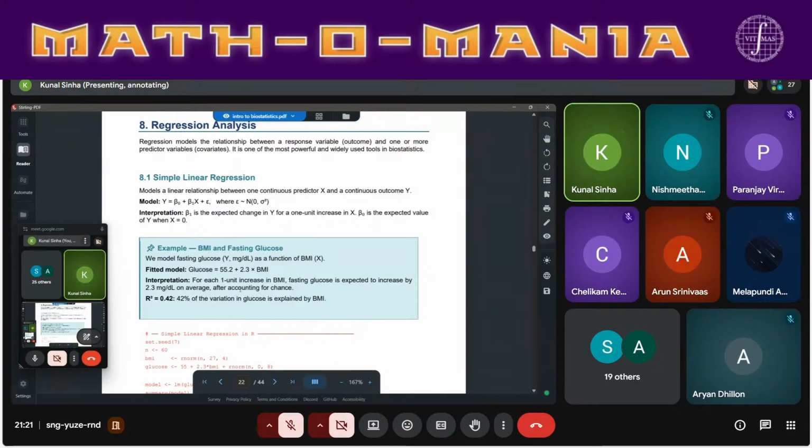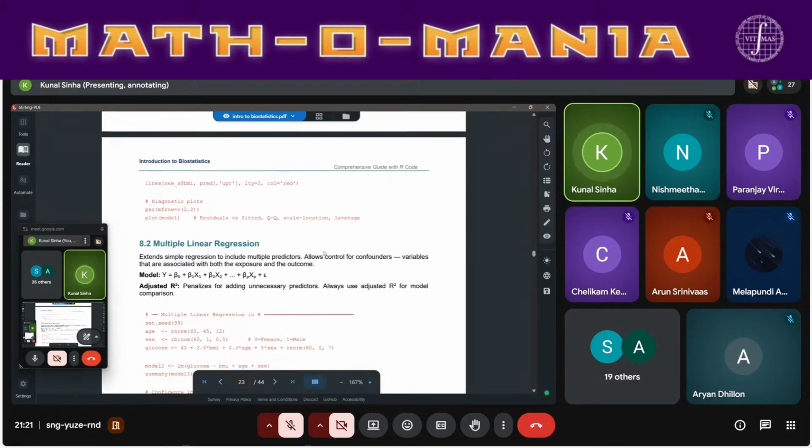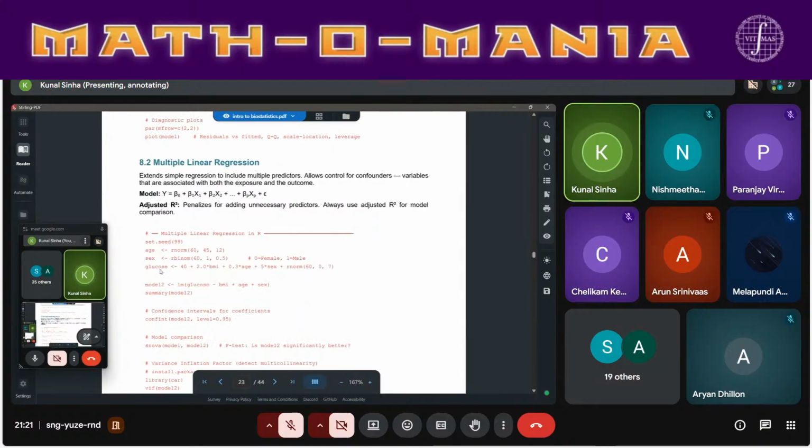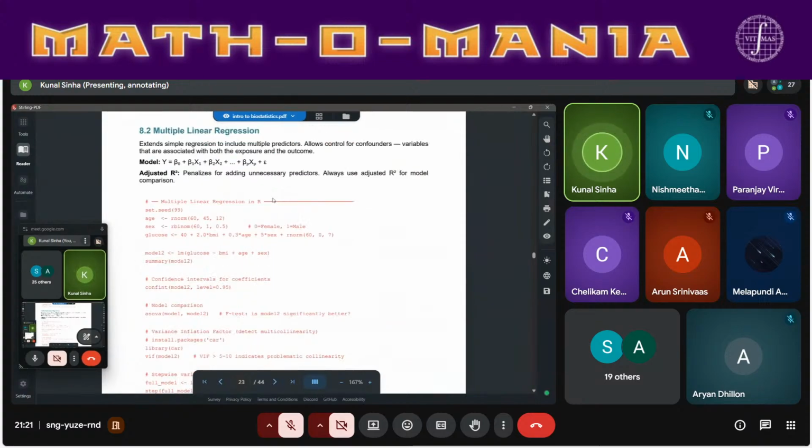R square is the metric we usually use in regression for checking how good our regression is. Then there is multiple linear regression, like I said. In simple linear regression there is only one variable x, but in multiple linear regression there can be n number of variables. But all the coefficients and all the powers are linear, so there is no such thing as an x1 squared kind of thing here in multiple linear regression.